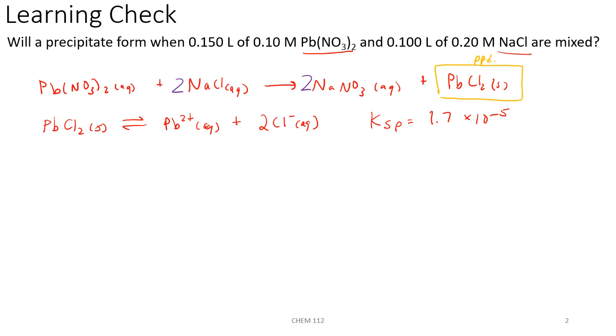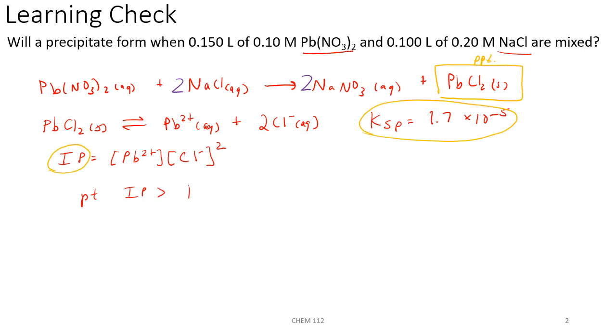And for now, what we want to find is the ion product. That ion product will be equal to essentially the equilibrium expression, the same one we would write for the KSP. We would have the concentration of the lead ions times the concentration of the chloride ions squared. So in order to find the ion product, we have to determine what those concentrations are and then plug them in. Once we plug them in, we can compare that ion product value to our known KSP value and see if a precipitate will actually form. A precipitate will form only if that ion product is greater than the KSP value. So that's what we're going to end up checking.